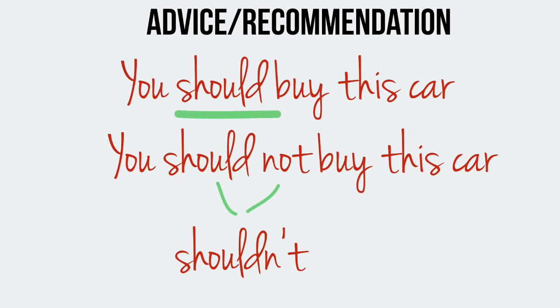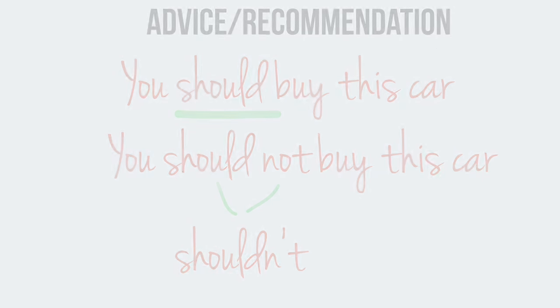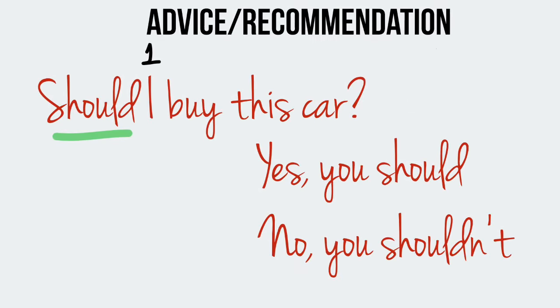When you give advice or a recommendation, you can use the modal verb should. For example, you should buy this car. And the negative form of the word should is should not or shouldn't. For example, you should not buy this car. You shouldn't buy this car. To make a question with should, just put should before the subject. Should I buy this car? And the short answers are yes, you should, no, you shouldn't.